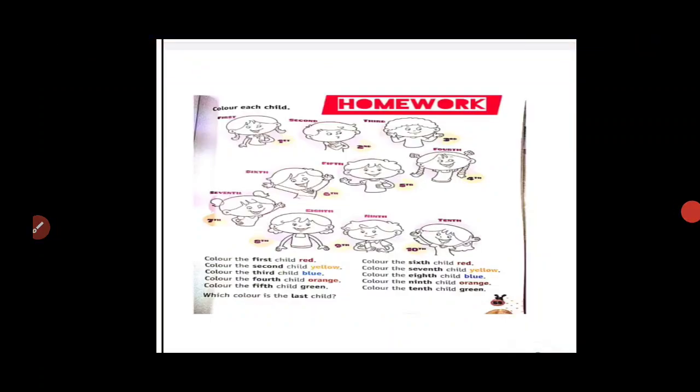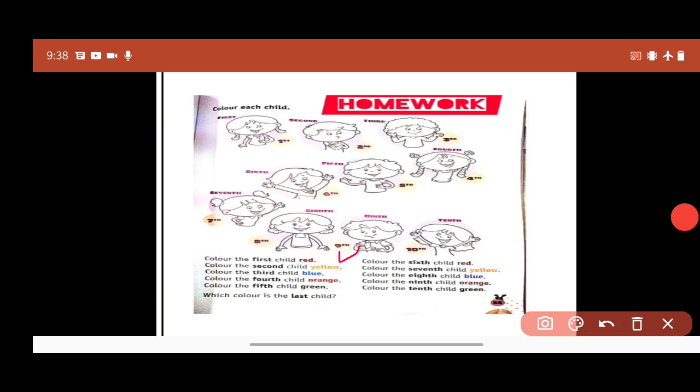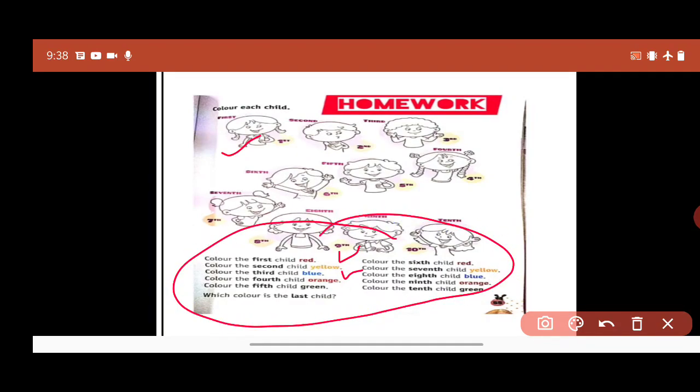Page 55 is your homework, children. You have to color each child. Now over here, you have to color the first child with red color. So you will use red color to fill the first child. The second child should be filled with yellow color. So whatever the information we are giving here, you have to color them accordingly. Right? And finally, they're asking which color is the last child. And the last child is of green color.